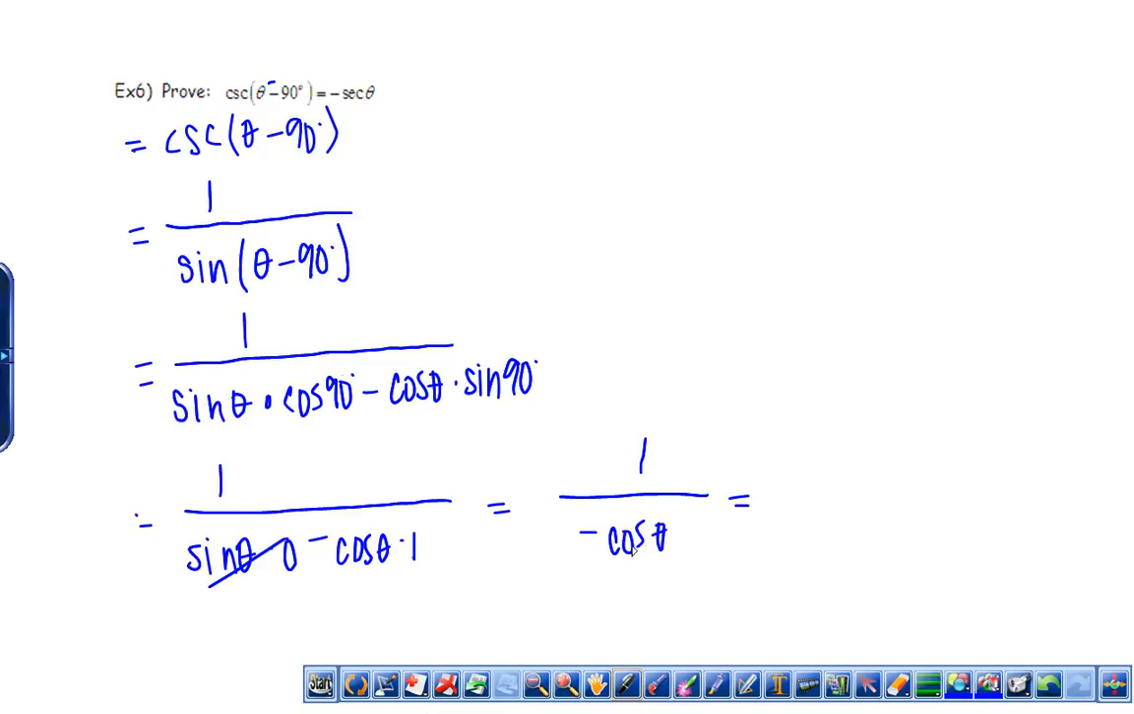And I know that 1 over cosine is secant. And I think that's what we were looking for in solving this problem, so we are done.